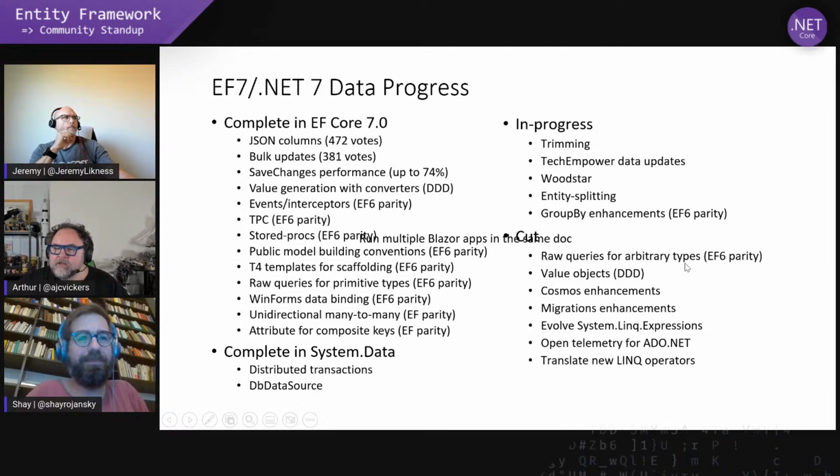Okay, and then, fully transparent here, we did have to cut quite a lot of stuff. I know a lot of people were upset, including myself, that we cut the value objects work. We had a bunch of Cosmos stuff that we wanted to do, a bunch of improvements to migrations, and System.Linq.Expressions. We've really wanted to move that forward, but that hasn't gone anywhere. We were going to do some stuff for OpenTelemetry on ADO.NET, and there were some new LINQ operators we wanted to translate. So yeah, we definitely overbooked ourselves. This is something we're taking into our retrospectives and for the new planning and everything.